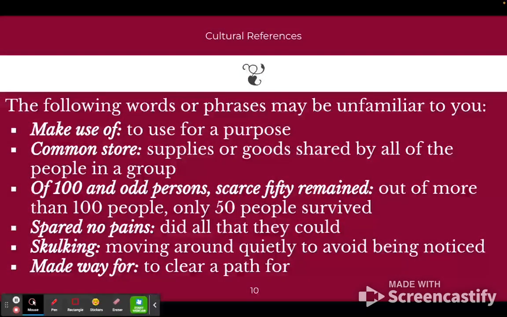Here's some words and phrases that may be unfamiliar to you. To make use of, which means to use for a purpose. Common store, these are goods or supplies that are shared by everyone. Of 100 and odd persons, scarce 50 remained, which means out of more than 100 people, only 50 survived. Spared no pains means that they did everything that they could. Skulking is like sneaking around quietly to avoid being noticed. And made way for means to clear a path for people.